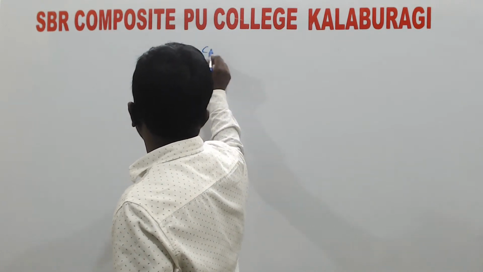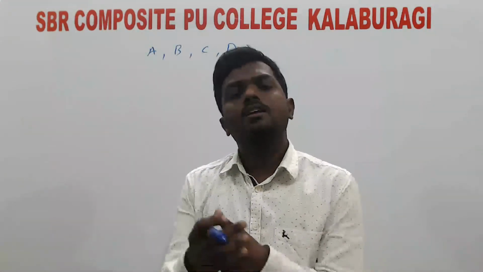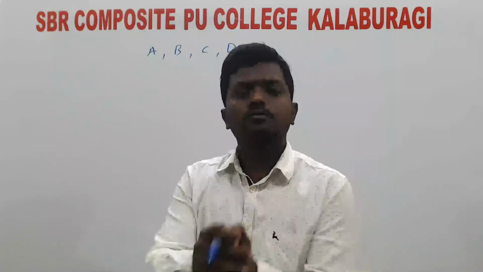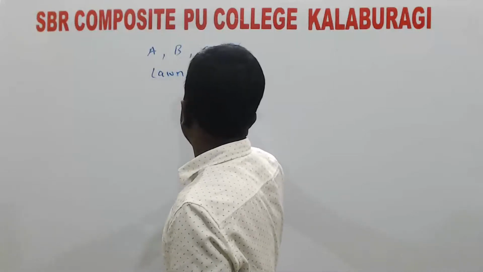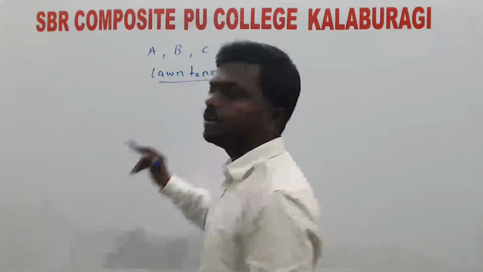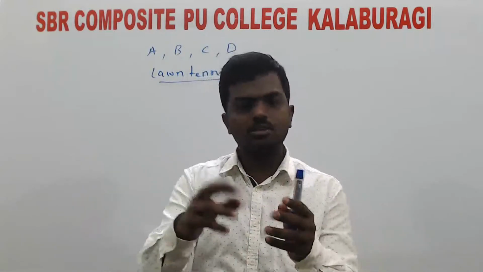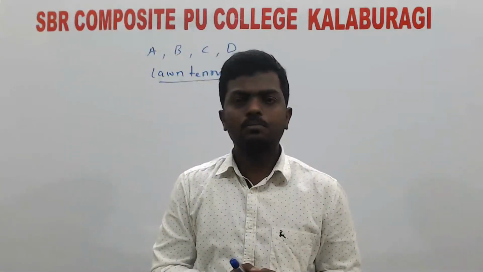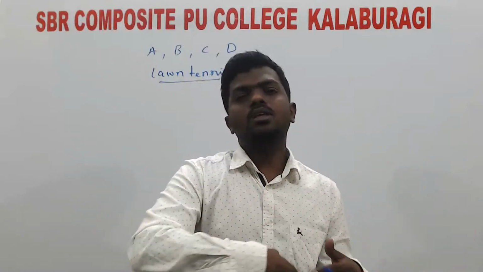Okay, so these are four different students. Okay, so these are four different students, and we have to select or make a team for the lawn tennis. Okay, so we have to make a team. So it's a doubles team, which means we have to send two players, right? We have to send two players. Okay, we have to send two player names for the competition, right?